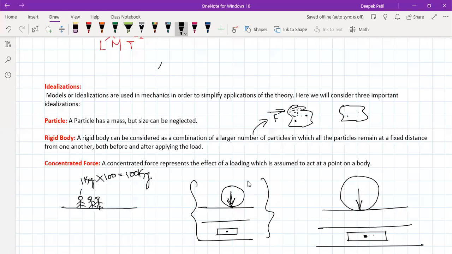100 kg. But when you see here, the contact between each person and the surface is actually not a small one. Maybe they have occupied this much of space, this much of space. So in this case I can't say that the total load from all these 100 people is acting at a particular point. No, it is not possible, because the load is actually distributed, right? So this is not an example of a concentrated force, where the contact area is not small as compared to the size of the load, right? Am I clear?